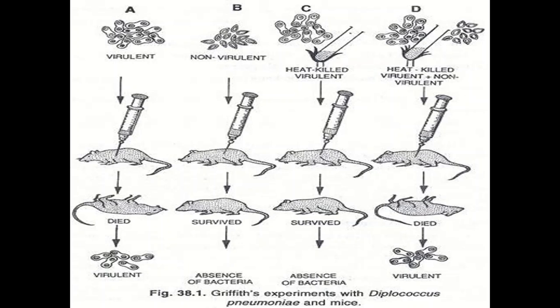Now here is the figure which is showing Griffith's experiment on transformation. So if virulent strain of bacteria is injected into the mice, it died, and if non-virulent strain, that is the rough strain, is injected into the mice, it survives. Then if heat killed virulent strain is injected into the mice, they survived, and if heat killed virulent strain plus non-virulent R strain is injected into the mice, they died.